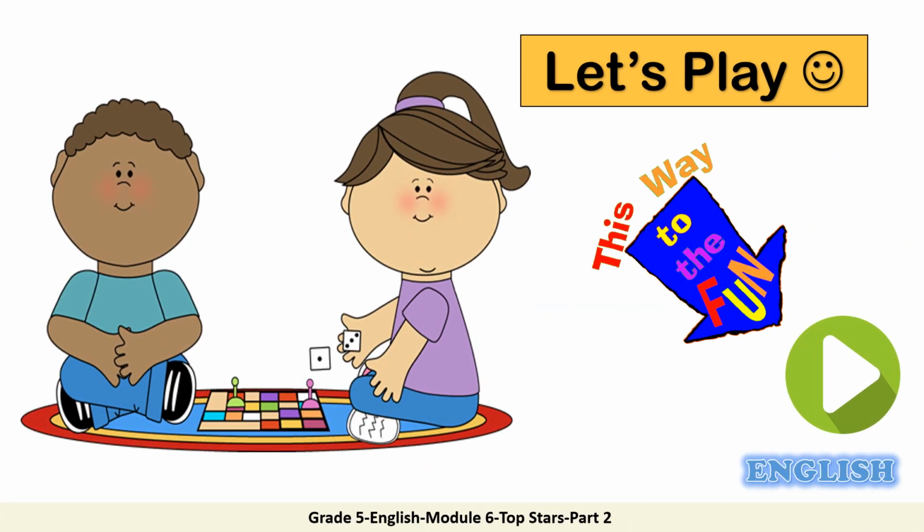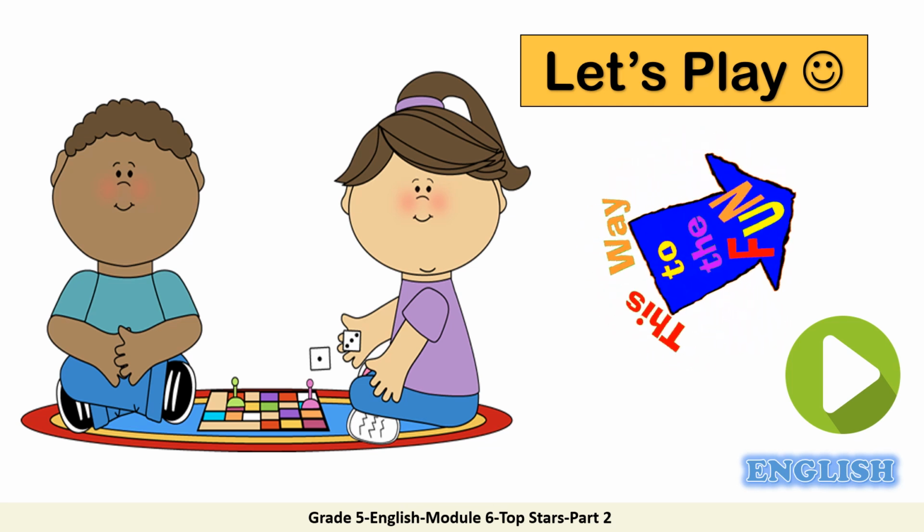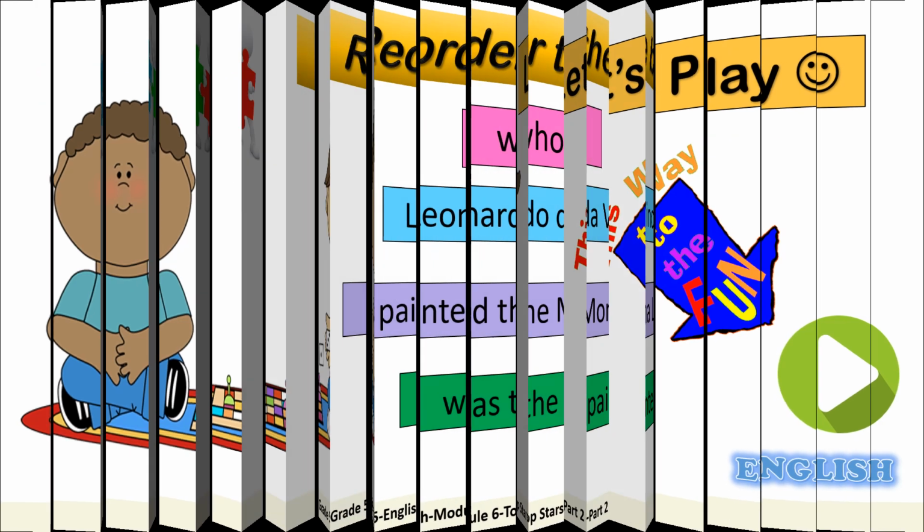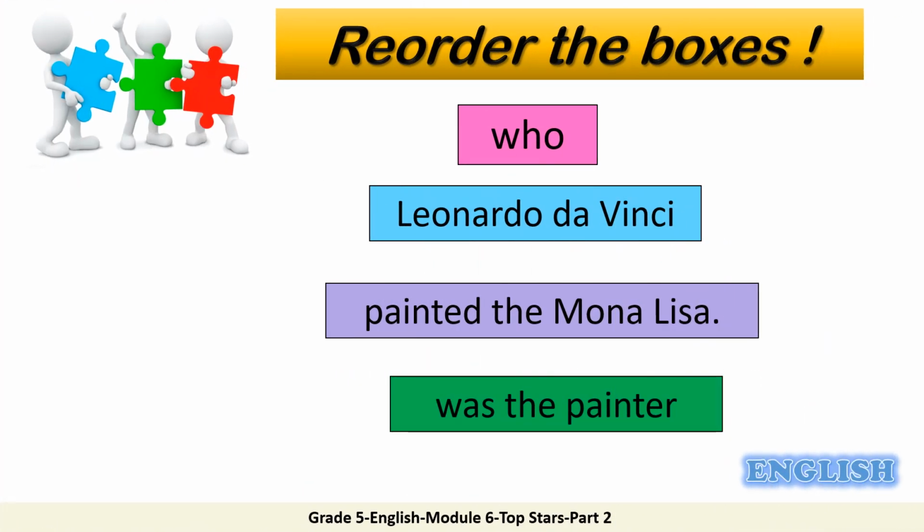It's time to have fun. Let's play together. Please click the green button to start the game. Reorder the boxes. In this game, we have to read the boxes, then use numbers from 1 to 4 to order them. Let's read. Who, Leonardo da Vinci, painted the Mona Lisa, was the painter. Are you ready now? Start!